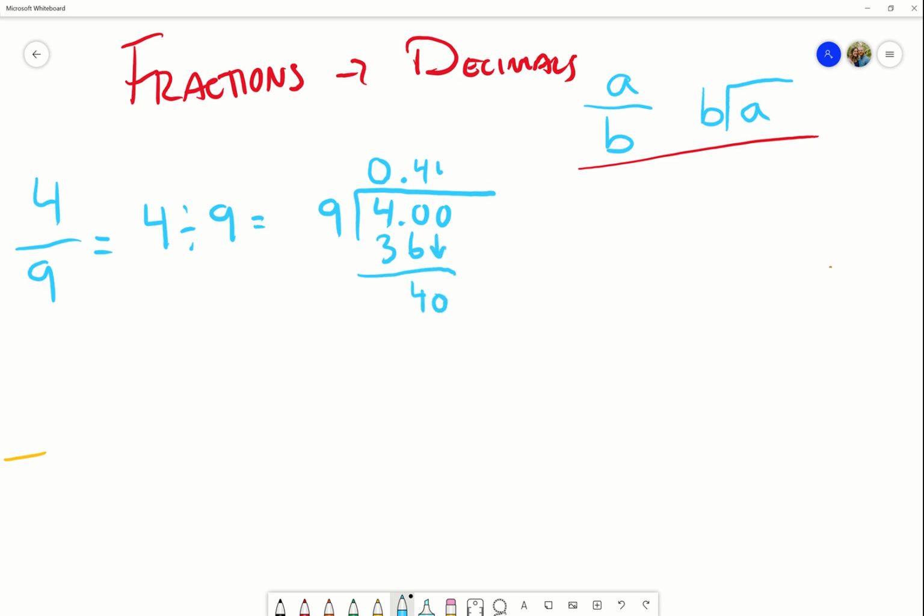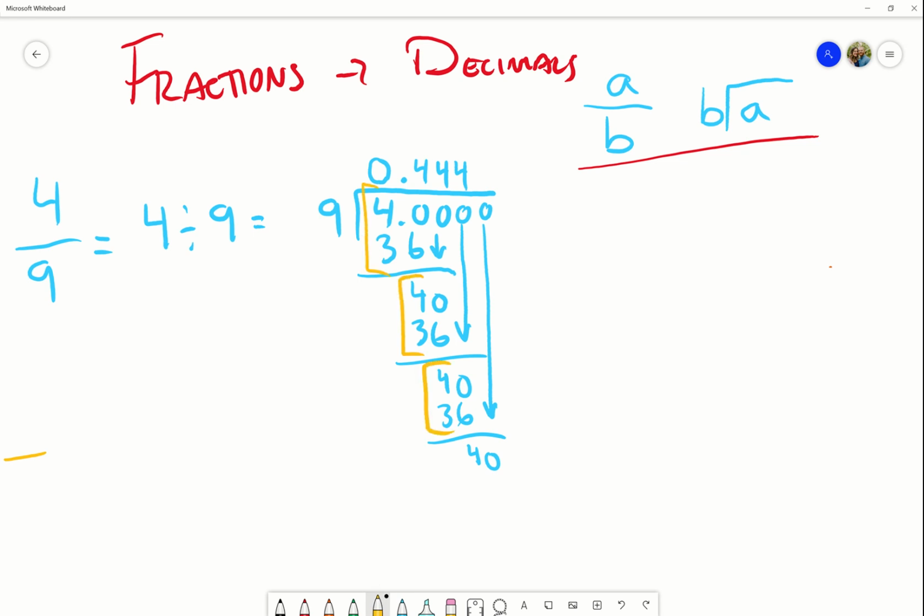9 goes into 40 4 times. That's a 36. Here's a 4. I can add another 0. Bring it down. 9 goes into 40 4 times. 36. Here's a 4. I can add another 0. Bring it down. 40. Do you see a pattern going on here? I'm never going to run out because I continue to have 40, 36, 40, 36, 40, 36. This is going to repeat on and on forever and ever.